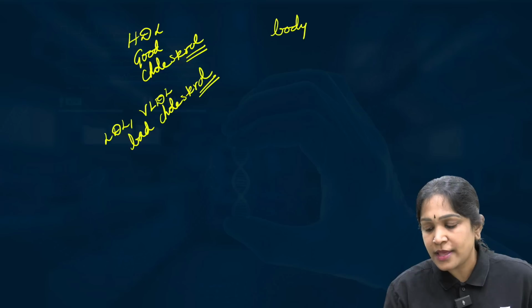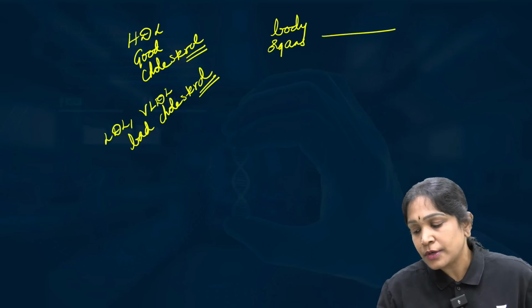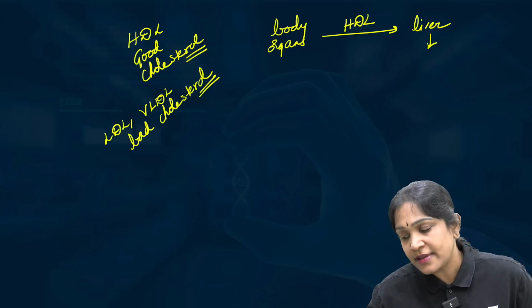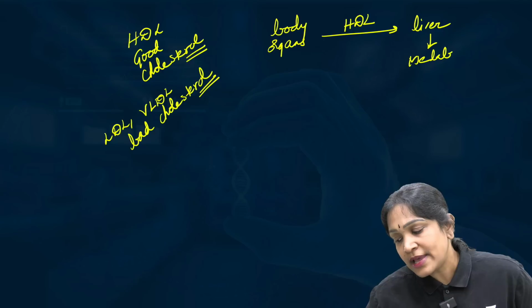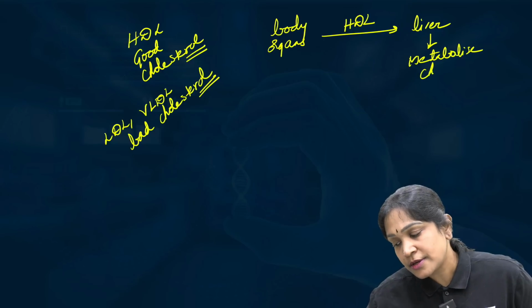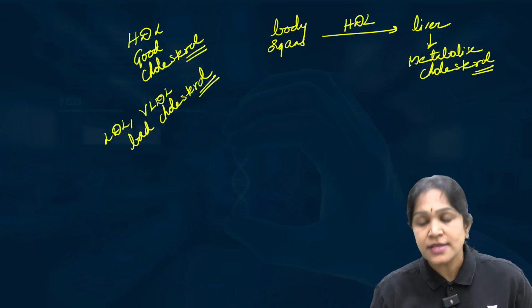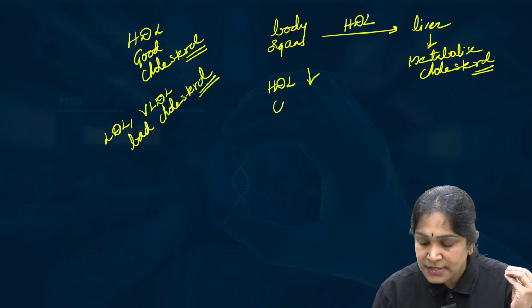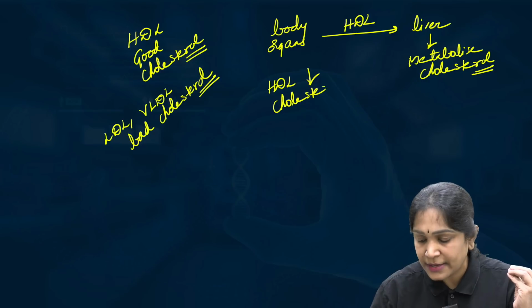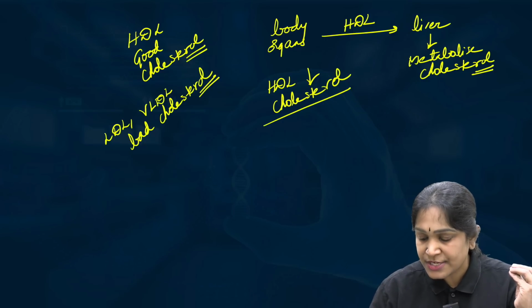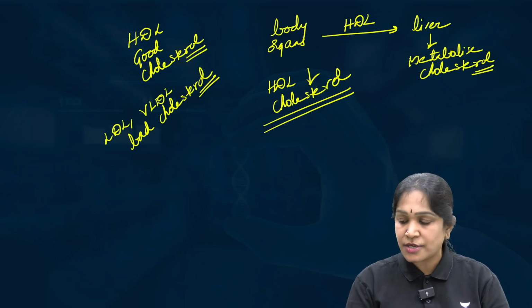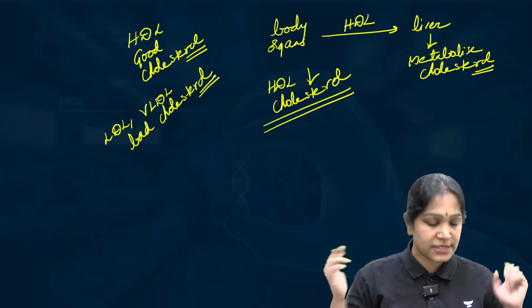From various body organs to the liver, HDL will carry. Then the liver will metabolize the cholesterol so that we can digest the cholesterol. Therefore, this is called good cholesterol. I mean, HDL will decrease the cholesterol level in our blood. Why? Because it is carrying the other cholesterol to the liver and the liver will metabolize it.